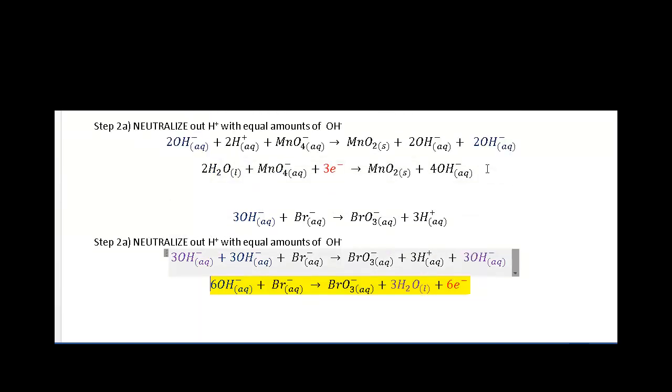Okay, let's highlight our reduction reaction also in yellow. MnO4 minus gains 3 electrons to become MnO2. So here's our reduction, here's our oxidation. Let's add them up together, canceling out the electrons. So I see automatically if I multiply this top half reaction by 2, I'm able to cancel out the electrons. So let's do that and then get our final answer.